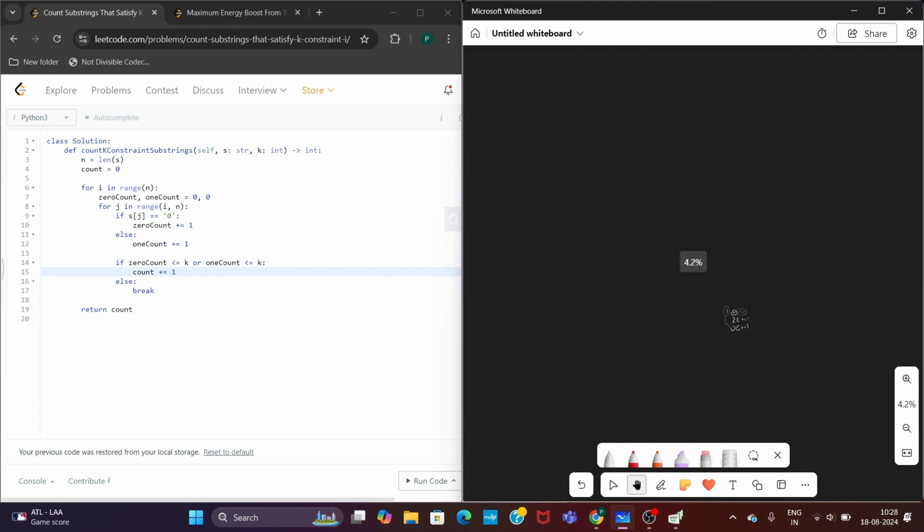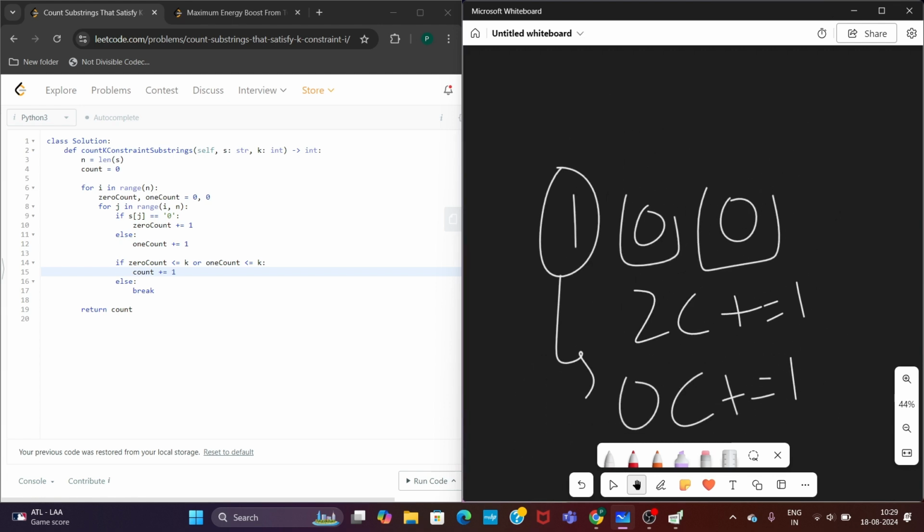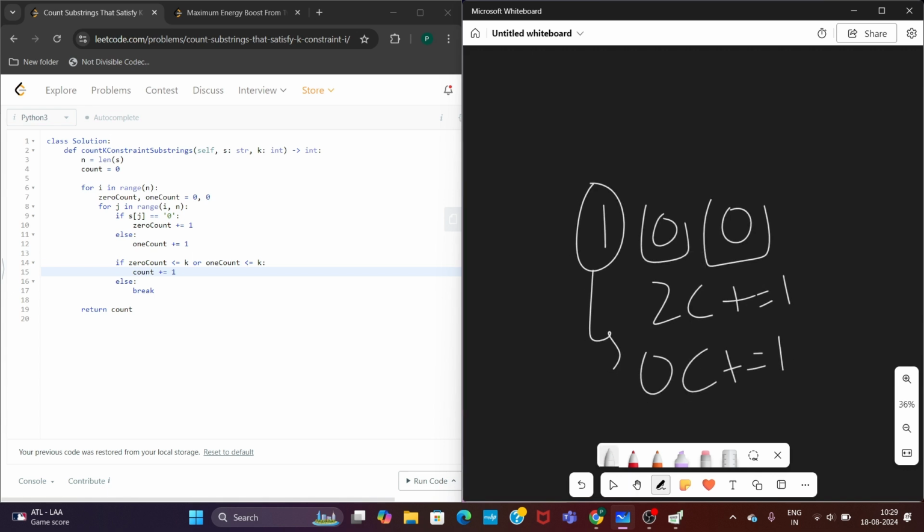This is the earlier condition which we have discussed. Which condition? It must be at most k. Meaning the 0 count must be less than or equal to k, or the 1 count must be less than or equal to k. So let's understand it with the help of another example.